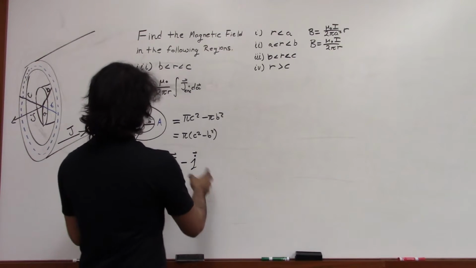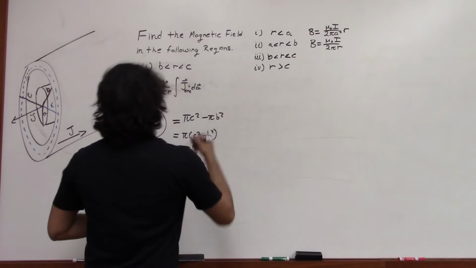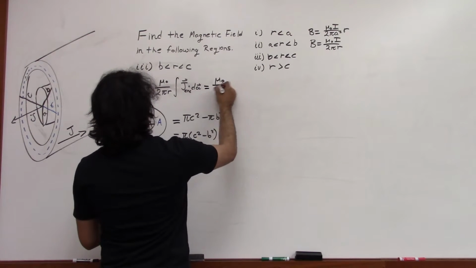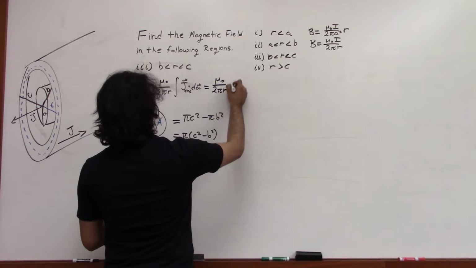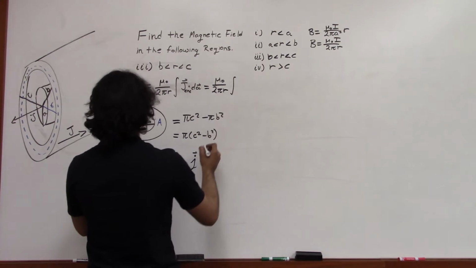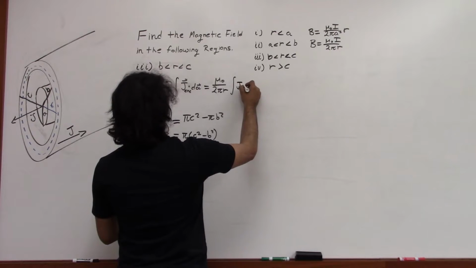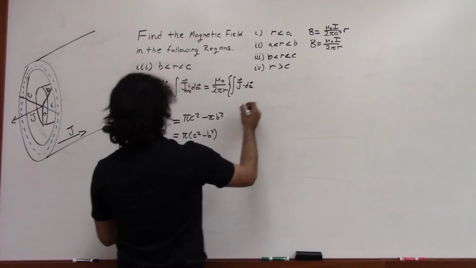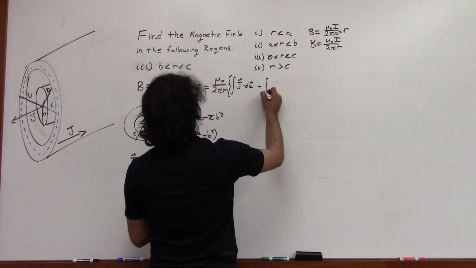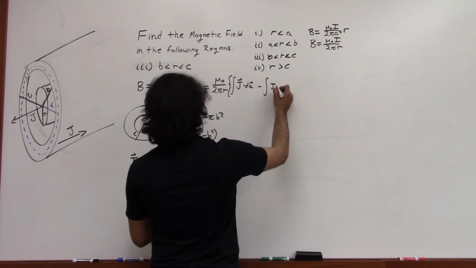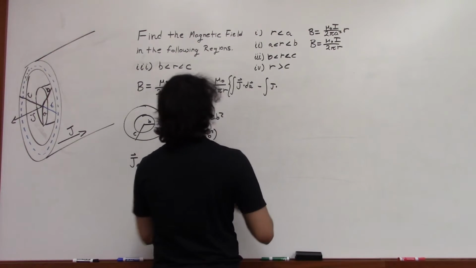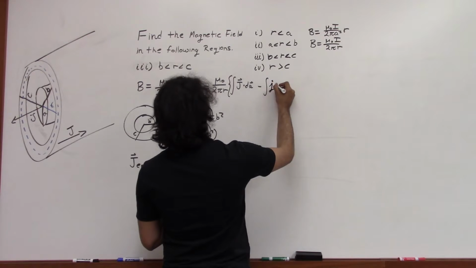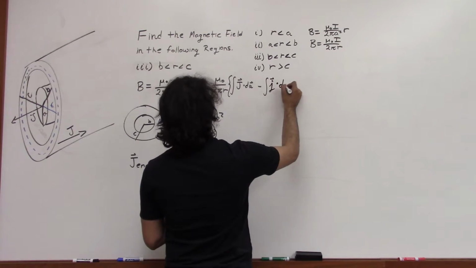Now this j is what we're going to have to really tackle. If I rewrite this in this integral, I get mu naught over 2 pi r, integral of J dot dA, minus integral of lowercase j, because it's not all of the J, lowercase j dot dA.